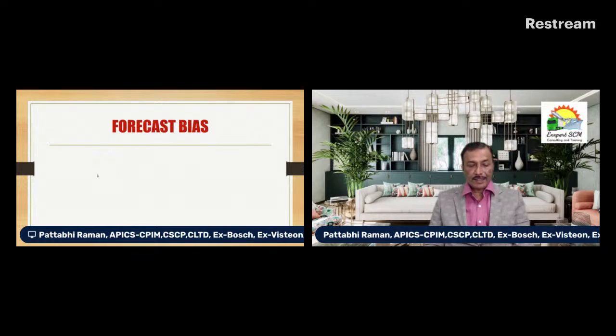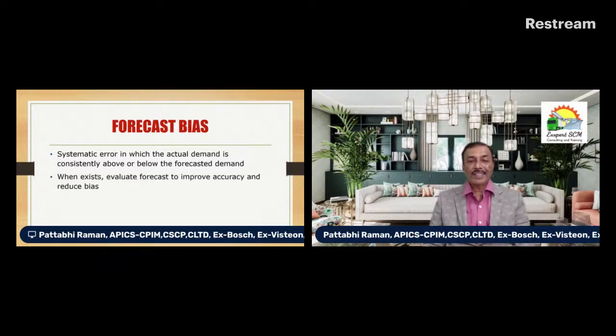When there is a difference between actual and predicted number, normally you will experience this. That is the normal error. But bias is slightly different from error. Consistent difference between actual and estimated value. Yes, perfect. This answer is better. Bias in a general sense is a systematic error in which actual demand is consistently above or below the forecast. When it exists, evaluate the forecast to improve accuracy and reduce bias.